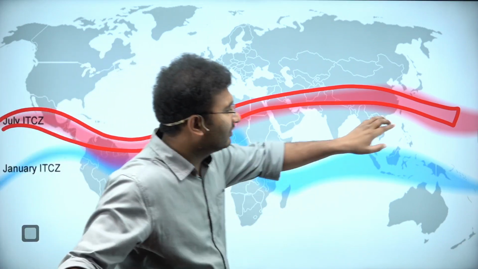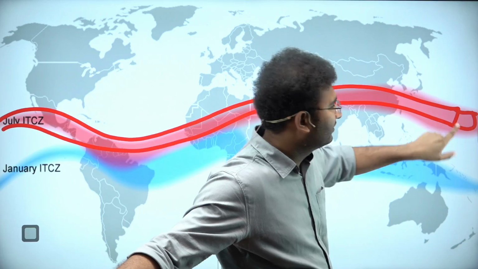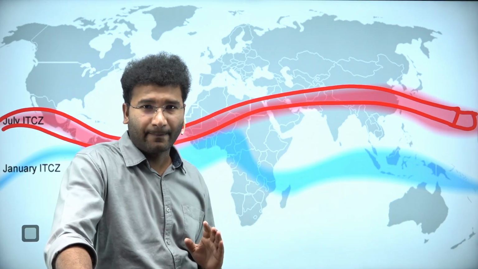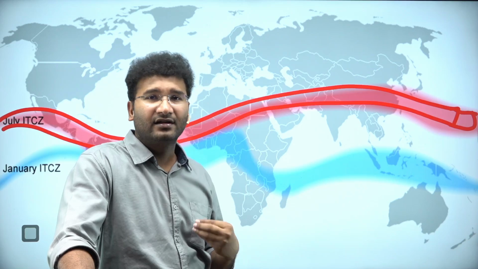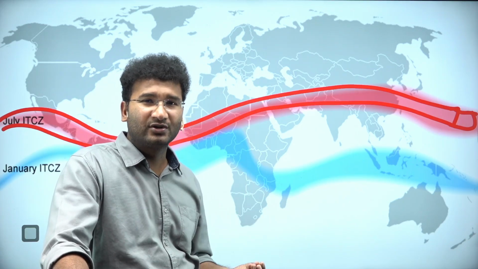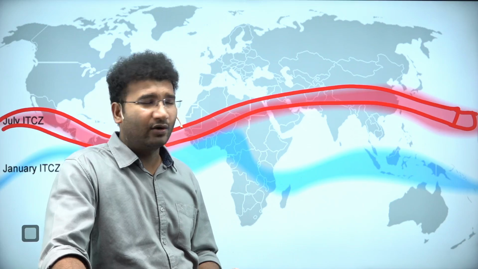What is ITCZ? ITCZ means intertropical convergence zone, right? Your intertropical convergence zone plays a vital role in the climate of India. Not just ITCZ, your jet streams, your southeast monsoons, the southwest monsoons, northeast monsoons, all of them will set.